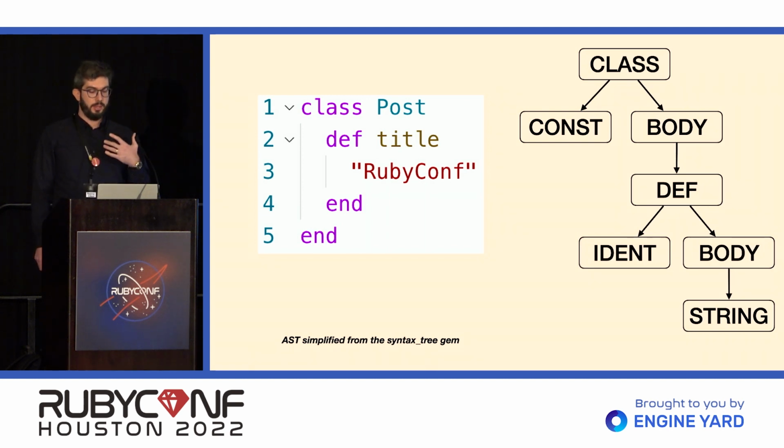So we have, in this case, in our post class, a class node as the entry point of our AST with two child nodes, the post constant and the body of the class. Inside of that body, we only have a method definition with two child nodes, the title identifier and the body of the method. And finally, inside of it, we only have the string RubyConf. So we want to be able to take that AST, take that object representation, go through everything that is defined in our file, and then identify the places in which we want to be able to fold the code. So we want to be able to find the class definition and the method definition node.